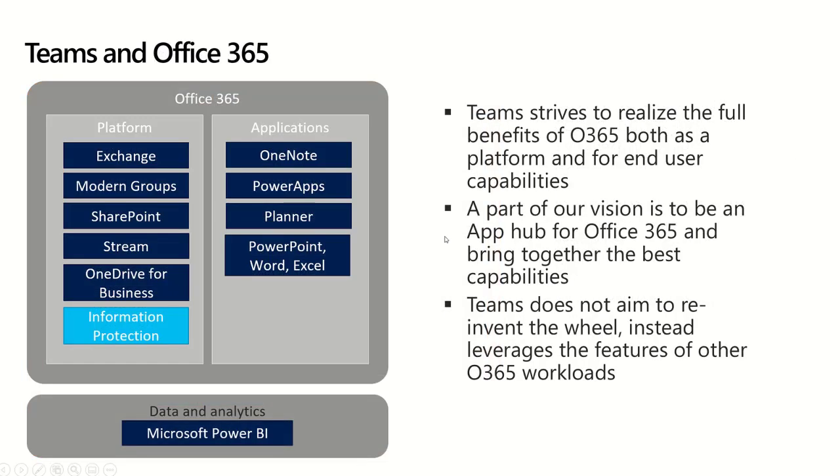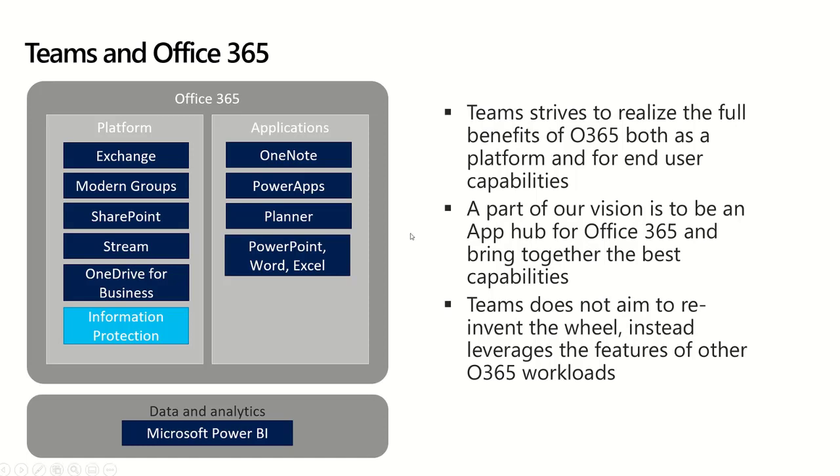Okay, let's move over to the Teams and Office 365 set of services. So, as I mentioned earlier, we wanted to really make the most of Office 365. So we strive to realize the benefits of Office 365 both as a platform, but also for its end user capabilities. And part of the vision that we have is to be an apps hub, an application hub for Office 365, and bring together all of Office 365 in one place so that you don't have to switch around from app to app. At the same time, we didn't want to reinvent the wheel. Instead, we wanted to leverage the features of other Office 365 workloads. A workload is just a fancy word for an Office 365 service. That's what we call them internally.